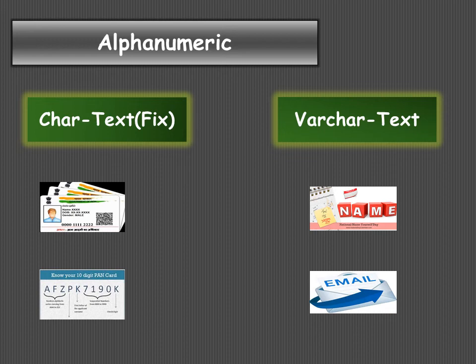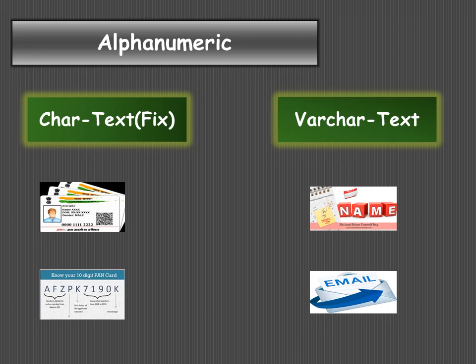Now if we take the example of UID number, that is the Aadhaar card number, it has a fixed length. We know that there will be 12 digits in that number, so we can choose char text fix, because it will not contain less than 12 or more than 12. Similarly, the PAN number consists of 10 characters, a combination of letters and digits, and it will also not occupy less than 10 or more than 10.